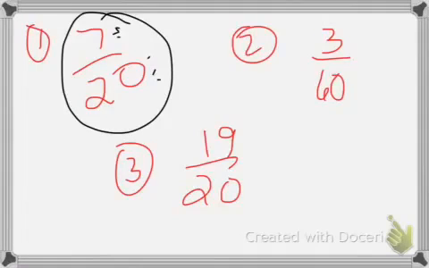How about 3/60? Does 2 go into 3? No. Does 3 go into 3? Yes. Does 3 go into 60? It does. So that means it's not simplified. Divide by 3, so we're going to get 1/20.